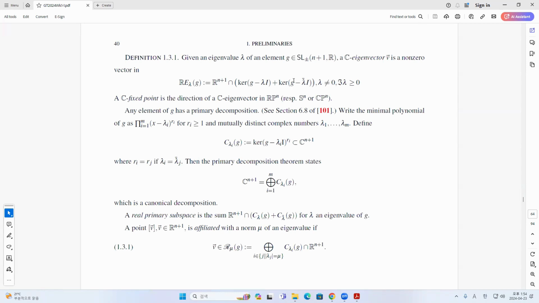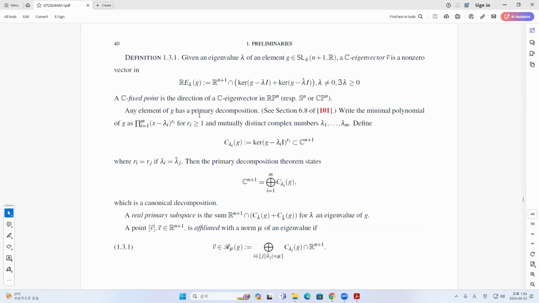So you have to take the kernel of the eigenvalue, but also its conjugate as well. And then you take the intersection. And a C fixed point is a direction of a C eigenvector in RP^n. Okay, so this is more general, and so it's not a fixed point in general.